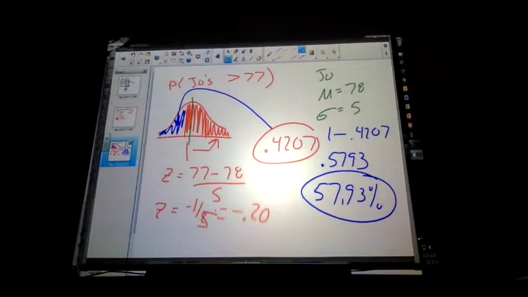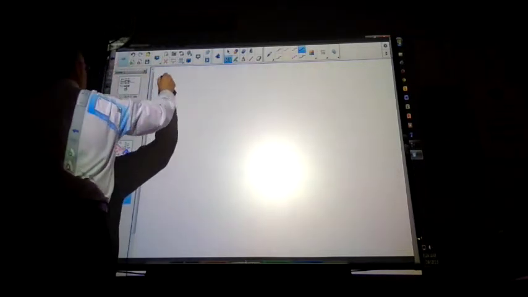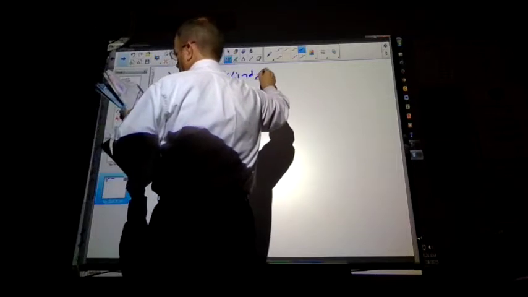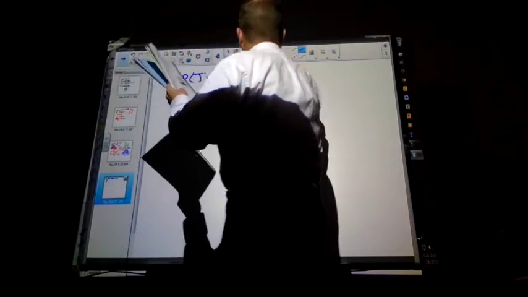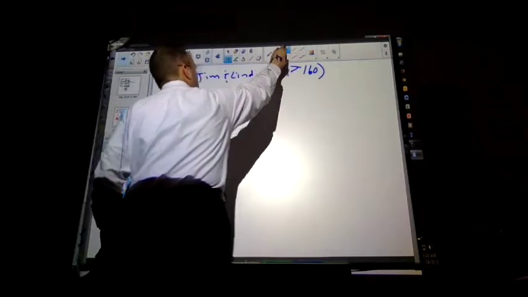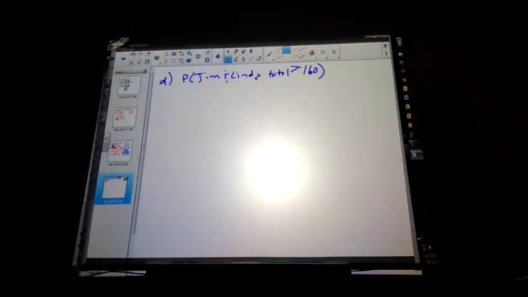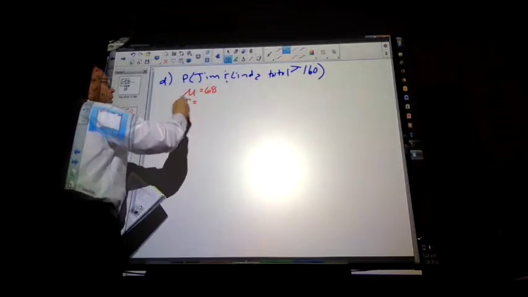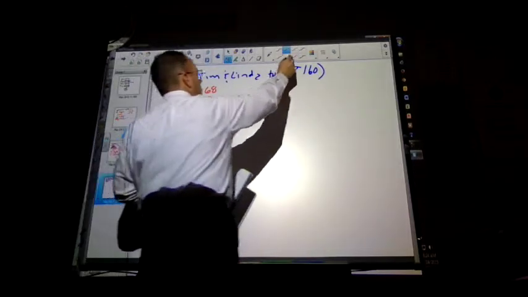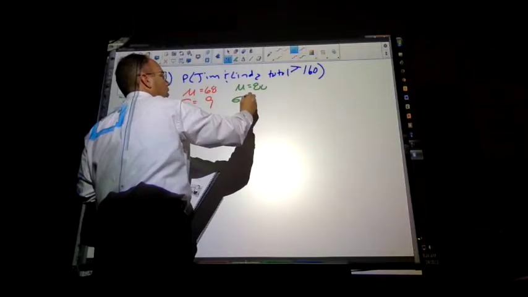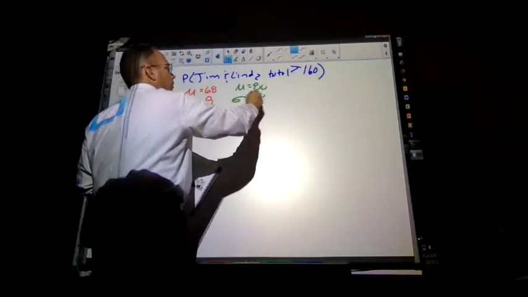But then I want to get to Jim and Linda's score. So I'm going to skip letter C because it's going to be done the exact same way. But then I want to get to letter D that says, what's the probability that Jim and Linda's total is greater than 160? Okay? So, what do we know about Jim's average? 68. What do we know about Jim's standard deviation? 9, thank you. What do we know about Linda's average? 80. And her standard deviation? 8. Okay.